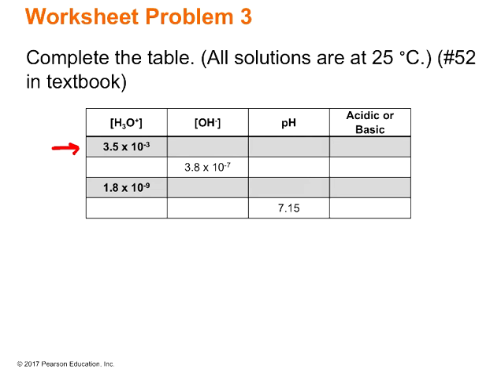Okay, so in the first row, we're given the concentration of hydronium ions. And then we need to determine the concentration of hydroxide ions, and then the pH, and then we need to determine if the solution is acidic or basic. Now, you could just right off the bat figure out whether the solution is acidic or basic based on the concentration of hydronium ions. So remember that if the concentration of hydronium ions is equal to 1 times 10 to the negative 7th, then everything is neutral.